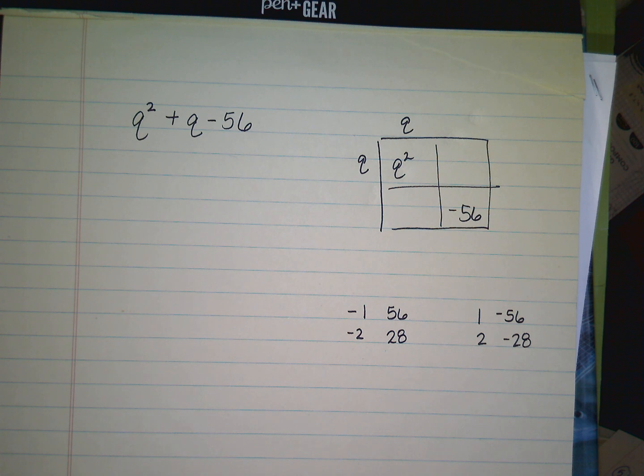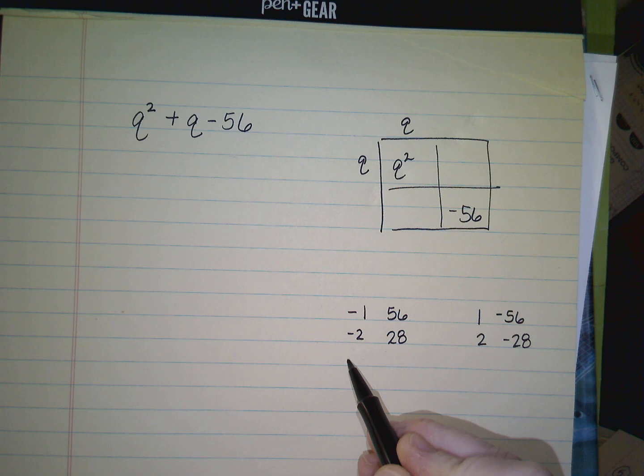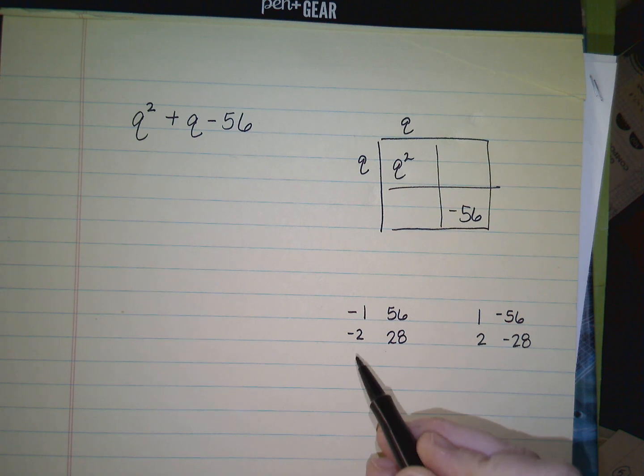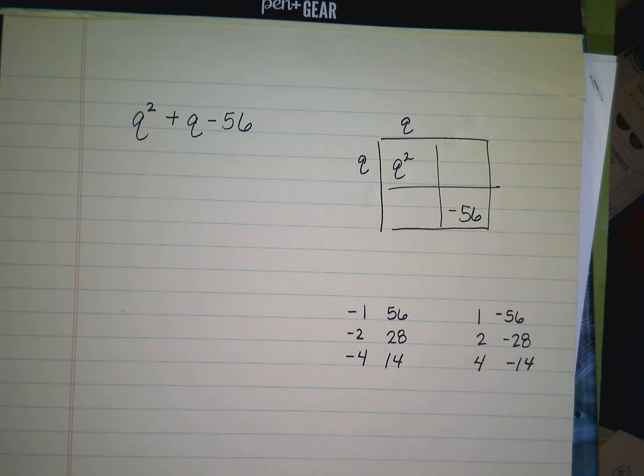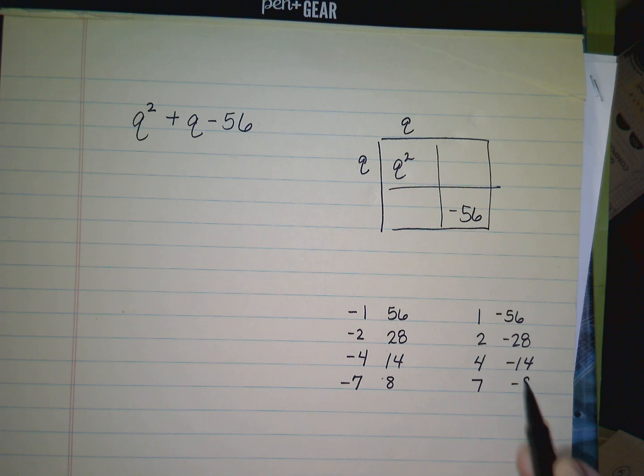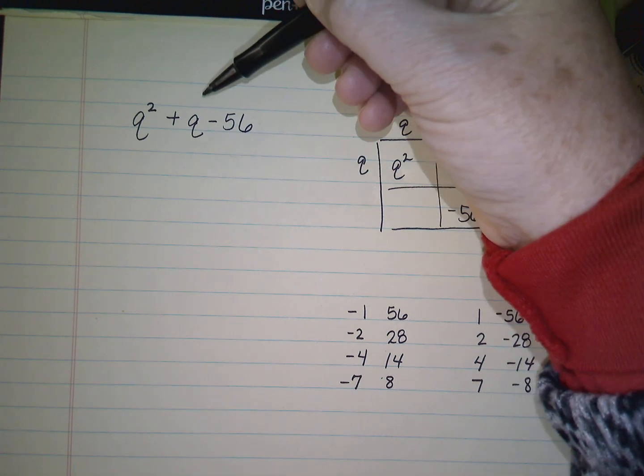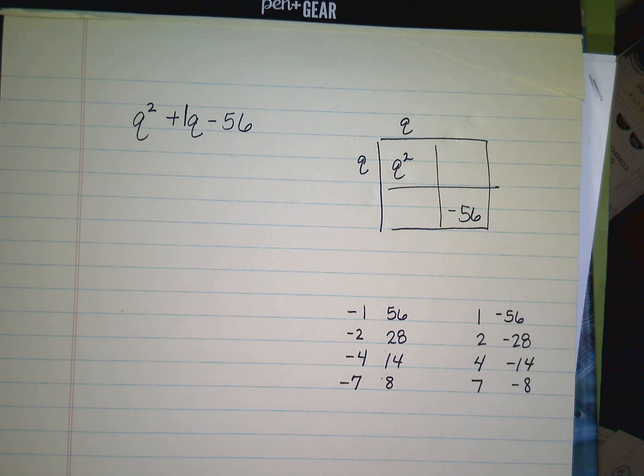Will 3 go into 56? I'm going to get there. I'm just listing all of them. Will 4 go into 56? Okay. 5 won't, 6, okay, 7. What number are we trying to equal up to? 1. Okay.